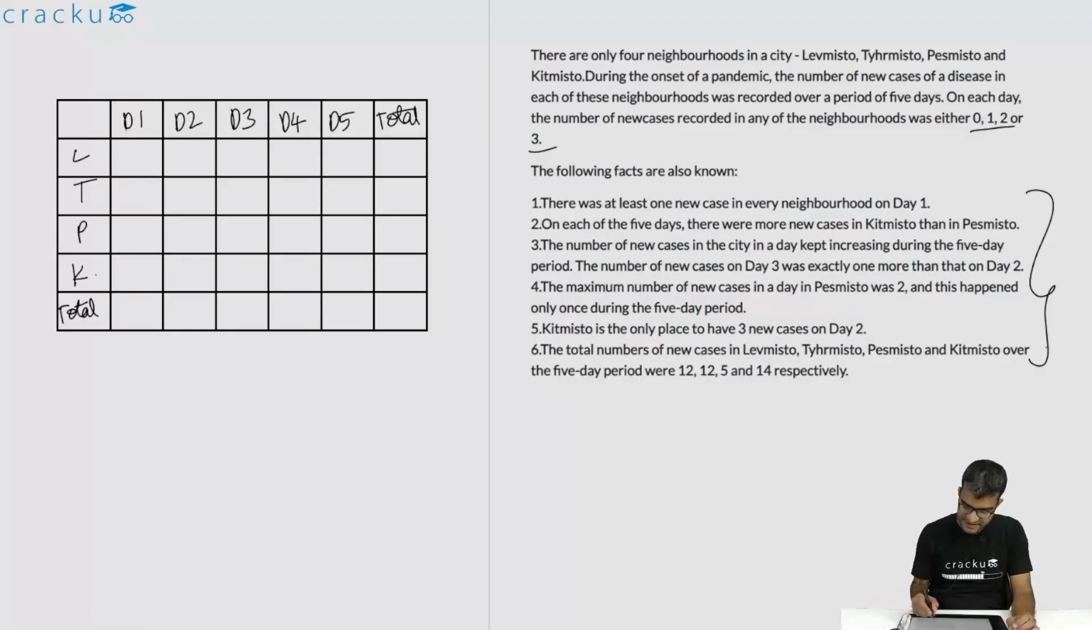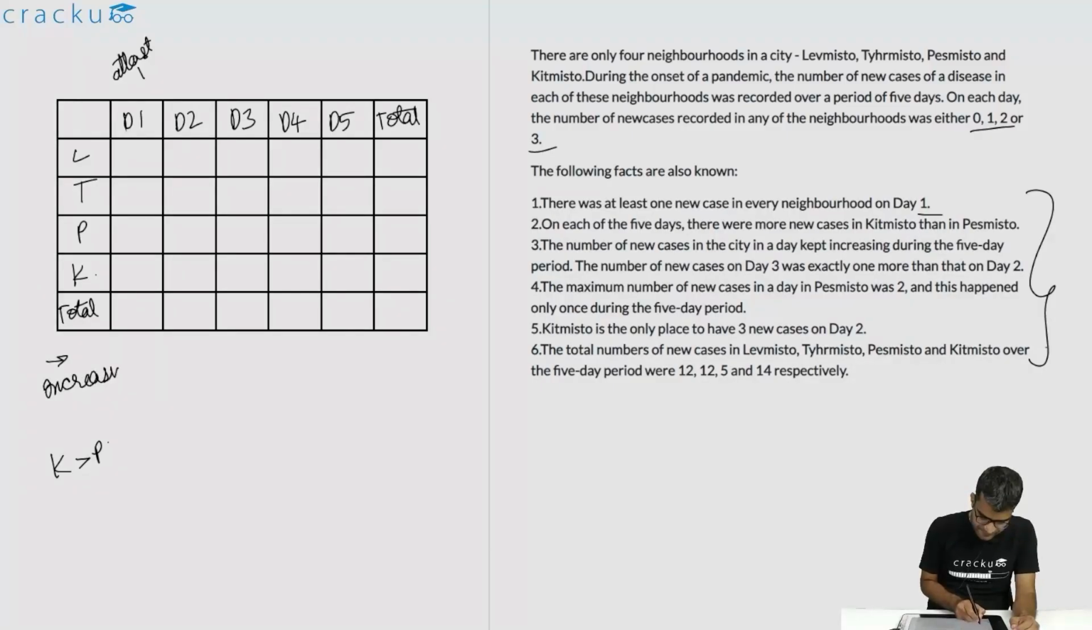The next one is that there is at least one new case in every neighborhood on day 1. So on day 1, all of them are at least equal to 1. On each of the 5 days, there are more cases in K than P. So in every day, K is greater than P. The number of new cases in the city in a day kept increasing during the 5-day period. So here it is always increasing. And the number of new cases on day 3 was exactly one more than that of day 2.